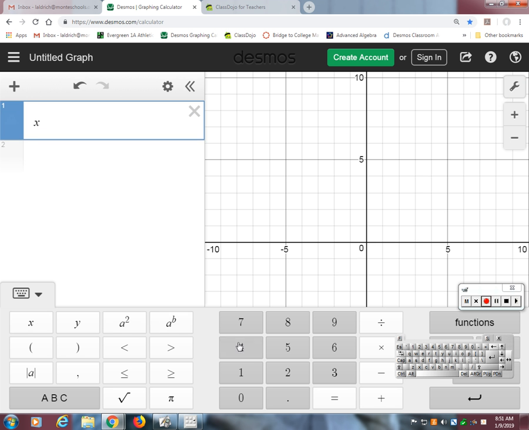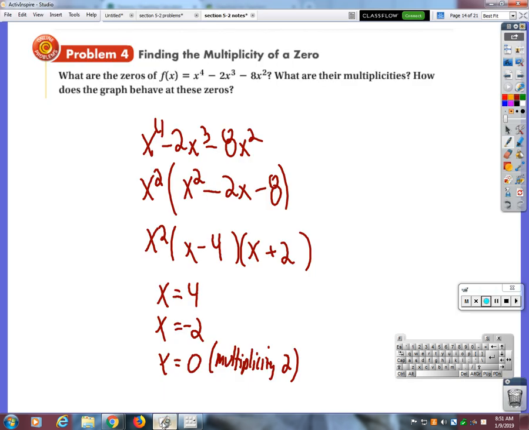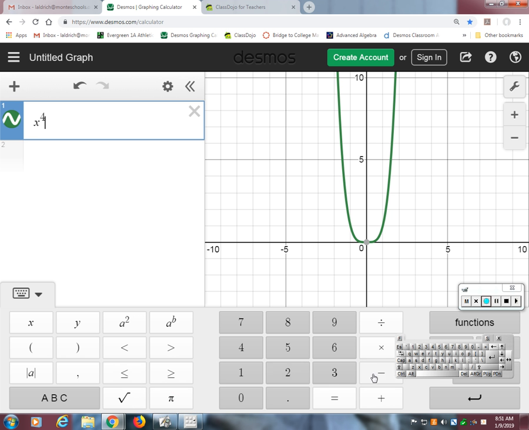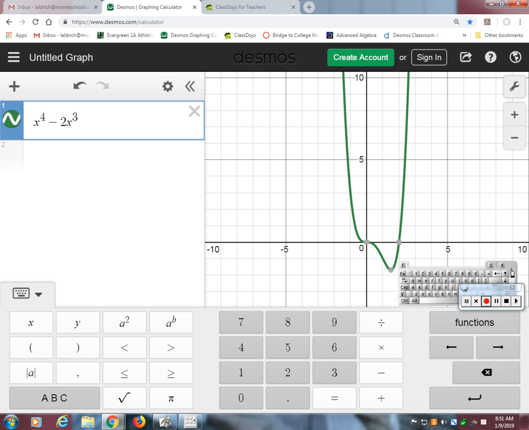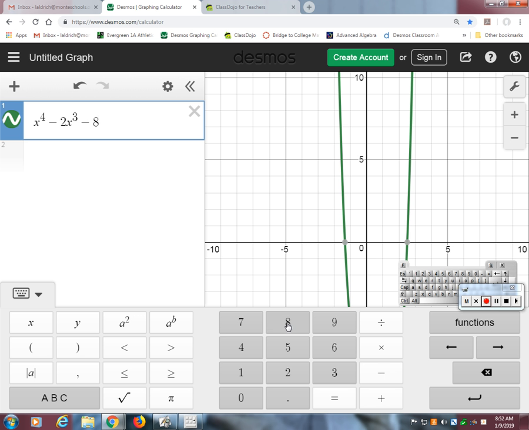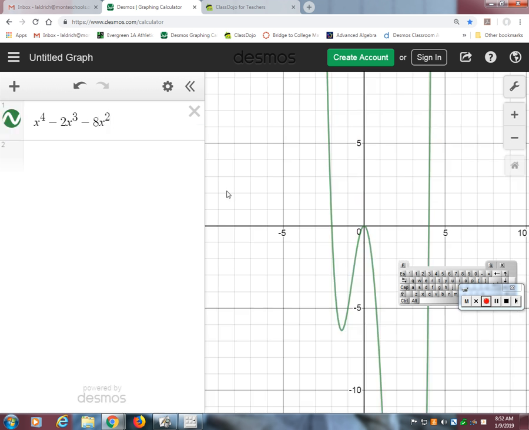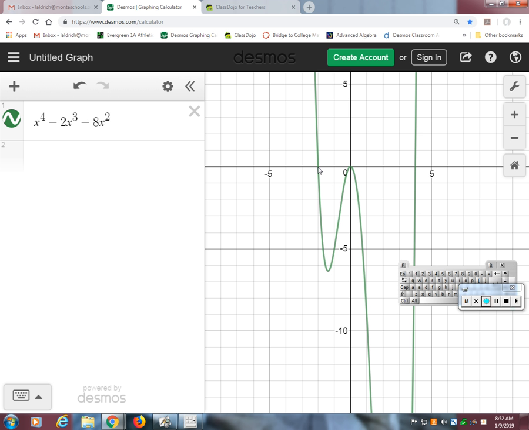So let's check that to make sure, or so that you can see it. So x to the 4th minus 2x cubed. And what was the last one? 8 minus 8x squared. Okay, so there is the graph of that. So it goes through the x-axis at negative 2. It goes through the x-axis at 4. But at 0, it just touches it and goes back because 0 is a multiple 0.